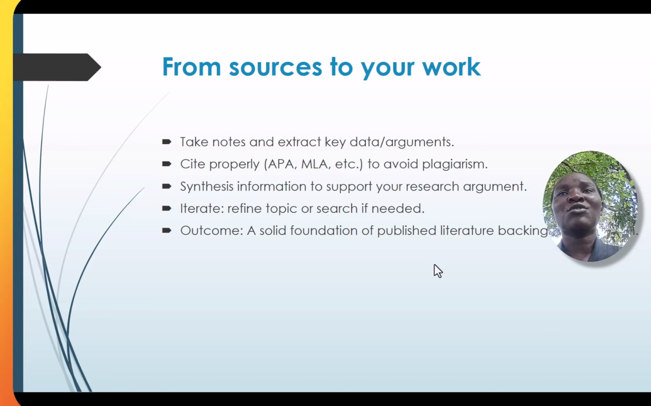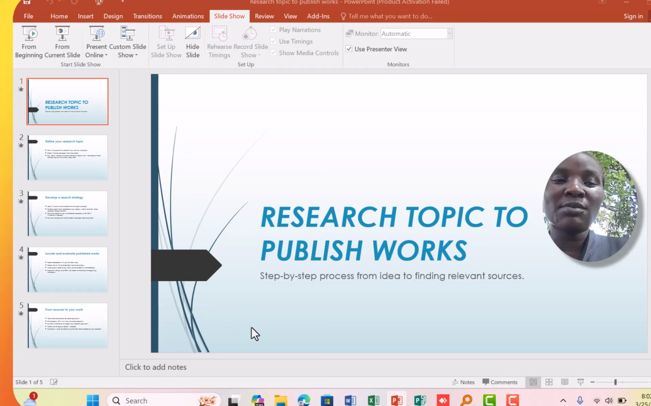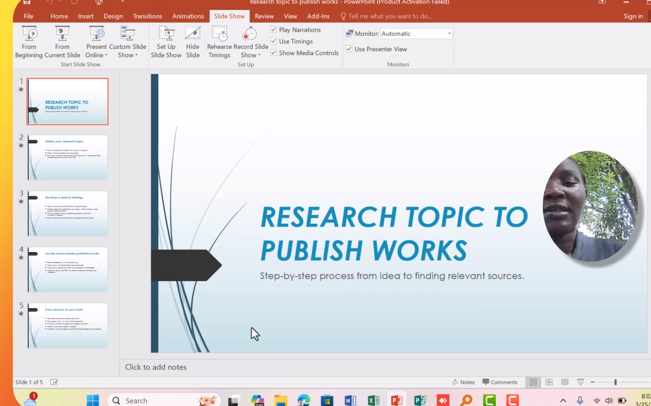We need you to tell us that I got my research from this and this book published by so and so. That one will give us proof of exactly what you did, and also it will help you earn marks in your higher institutions of learning. So that brings us to the end of today's presentation under research topic to published work. When you're researching on published work, these are the things that you need to follow. So save this video and follow the guidance in all the slides.